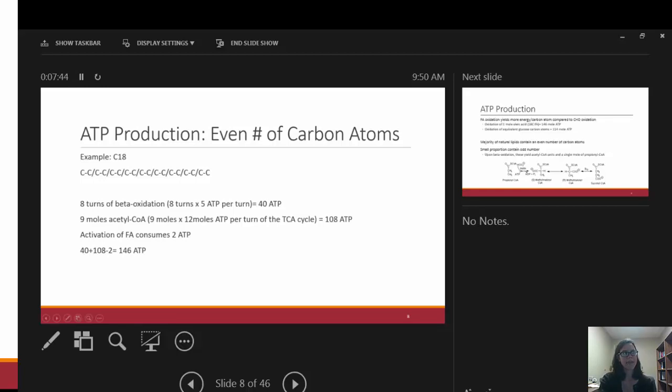And then the acetyl-CoAs that are produced from beta oxidation go into the TCA cycle. So let's count our 2 carbon pairs, and we get 9: 1, 2, 3, 4, 5, 6, 7, 8, 9, or 18 divided by 2. So 9 moles of acetyl-CoA times 12 ATPs per turn of the TCA cycle, we get 108 ATPs. And remember from our first step, we use 2 ATPs just to activate the fatty acid. So in total, we get 146 ATP from this 18 carbon fatty acid.